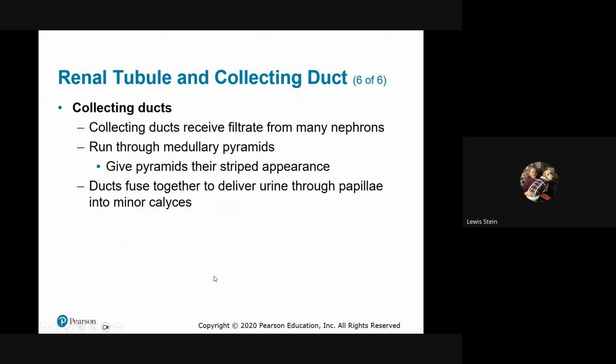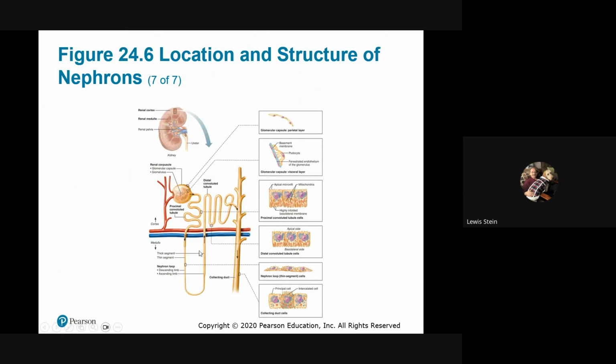That's more function. The collecting ducts receive the filtrate. So you're going to see multiple areas where collecting ducts are, and when the filtrate enters into the collecting duct, it's urine. It's been processed, and then it's a matter of just excreting it from there. So I'll show you the illustrations much better. This is a better view.